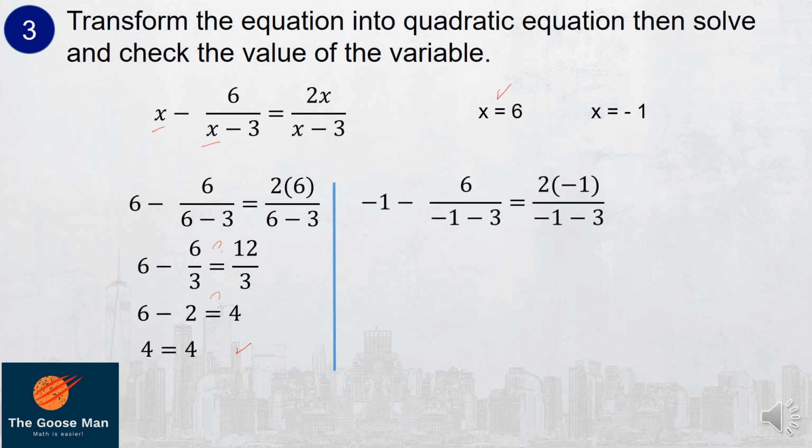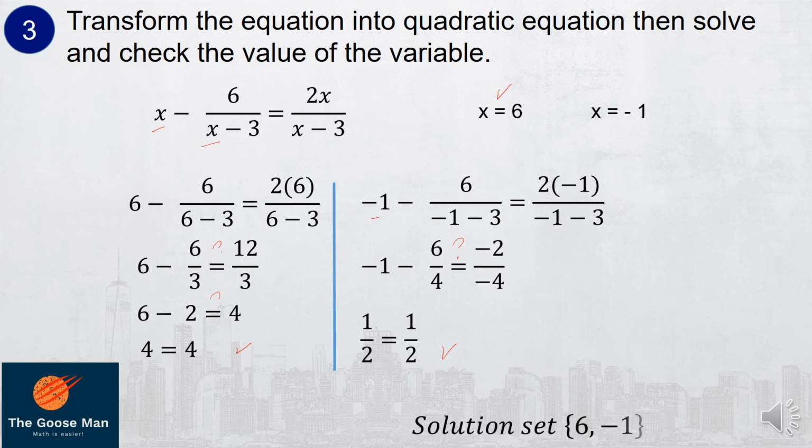Next, on the other side, if I substitute the value of x, which is equal to negative 1, I have now here (-1 - 6)/(-4)... is it equal to -2/-4? Simplifying it further, guys, we have 1/2 equals 1/2. Therefore, the solution set is 6 and negative 1.